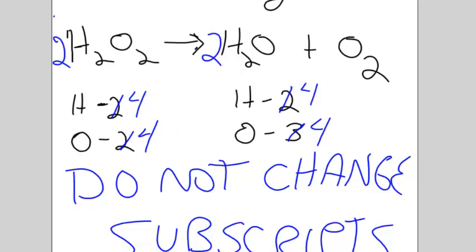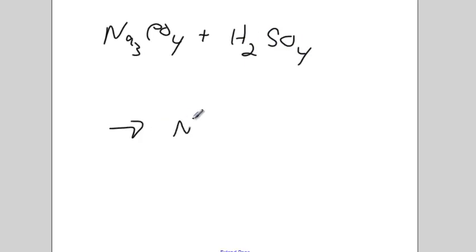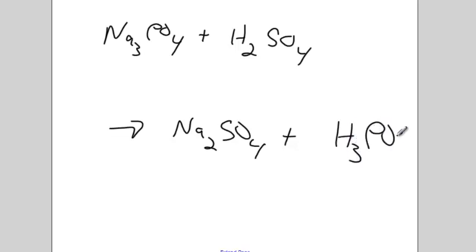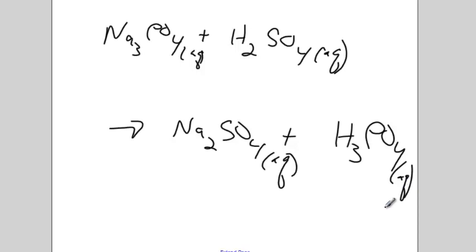Let's try it again. Na3PO4 plus H2SO4 yields Na2SO4 plus H3PO4. These would all be aqueous. Okay, let's balance this guy.